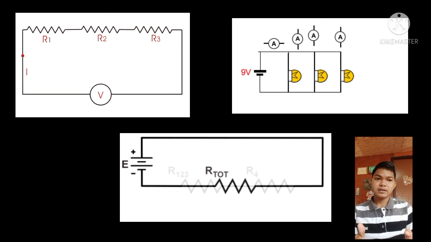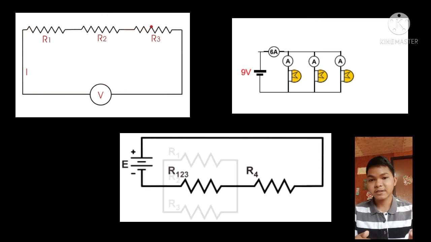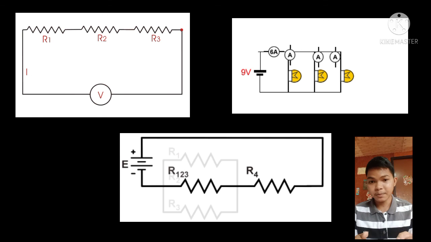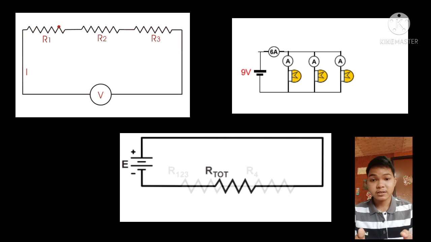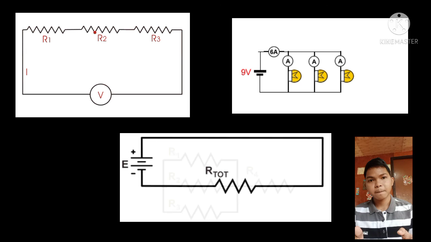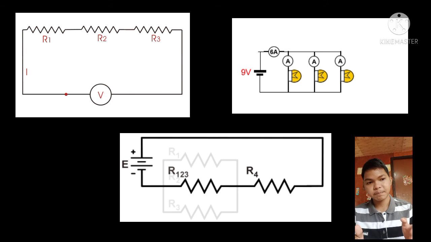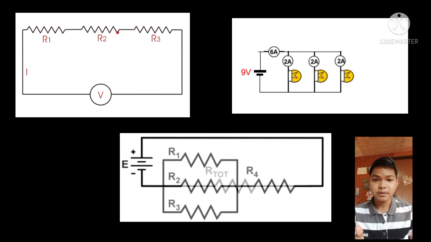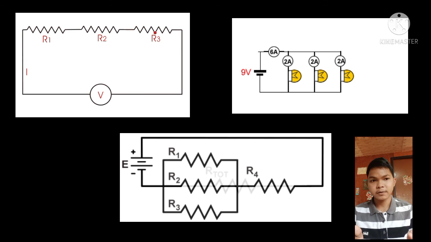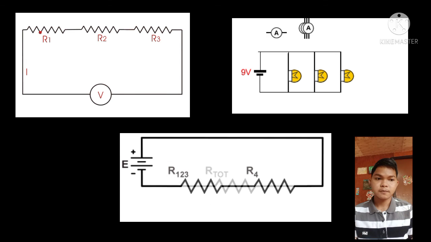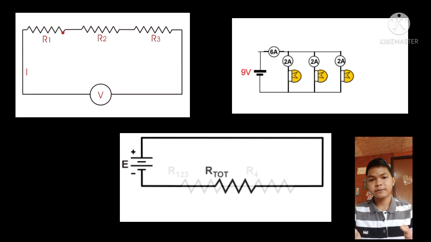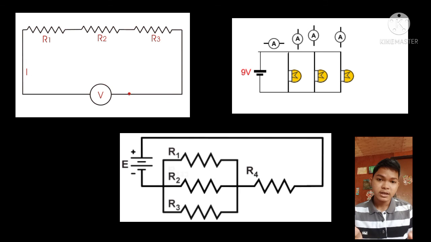On the other hand, last but not the least, is the series parallel circuit. This is the combination of the two circuits, the simple series circuit and the parallel circuit. And we can see here that in the connection, we have a parallel and a series at the same time. So if you're asked to get the voltage drop for the resistors or the current, we will have to narrow down this circuit.